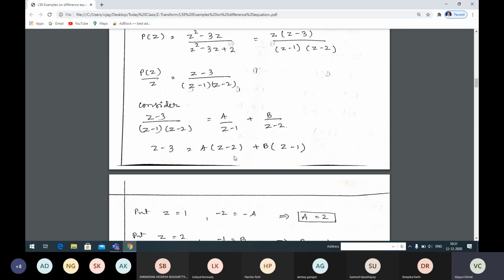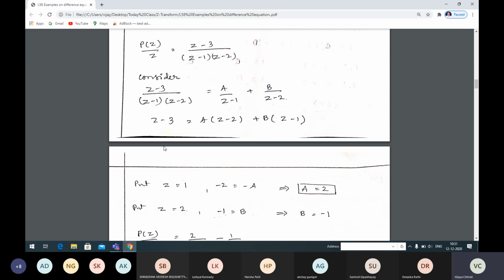So first, to find a, make this term 0 by substituting z is equal to 1. 1 minus 1 is 0, 0 into something is 0, and we will get the value of a. So put z is equal to 1. In place of z, 1 minus 3 is minus 2. This is equal to 1 minus 2 is minus 1, minus 1 into a is minus a, and 1 minus 1 is 0. So minus 2 is equal to minus a. So a is equal to 2.